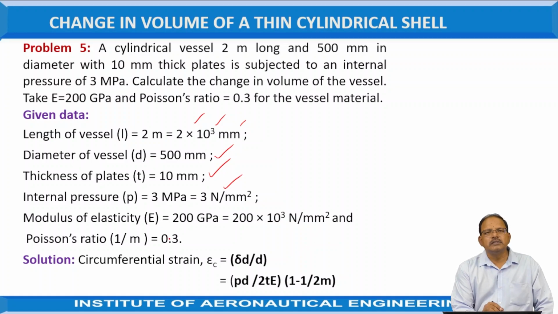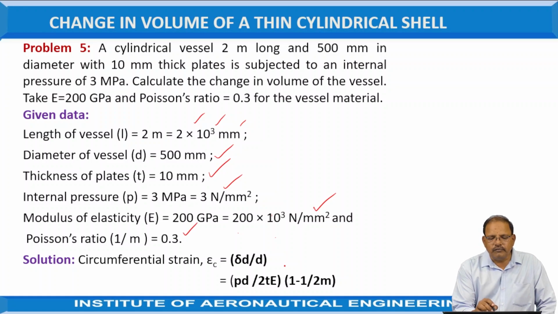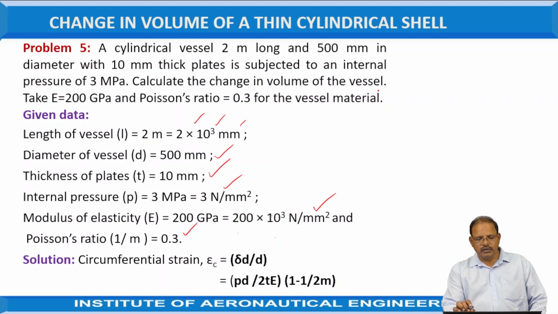And the modulus of elasticity is 200 gigapascal, which can be written as 200 into 10 to the power 3 Newton per mm square. The Poisson ratio, generally represented by 1 by m, is equal to 0.3. Now, what do we require? Calculate the change in volume of the vessel.